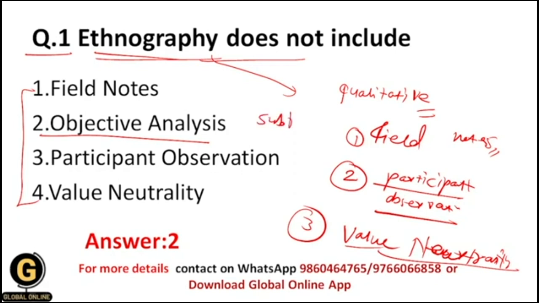Basically here we do subjective analysis, because we are going to study the behavior, quality, characteristic or nature of humans. That's why here there is only subjective analysis, not objective analysis, and that's why the correct answer here is 2.